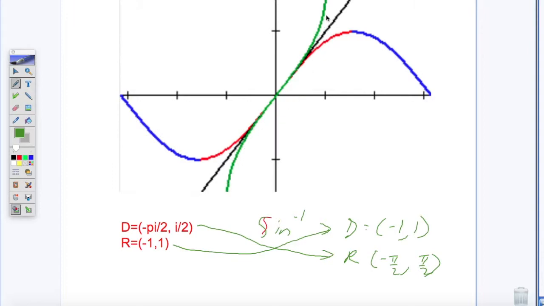And this green curve right here, you will not have to draw that. There are a couple of homework problems that ask you to draw inverse functions. We're just going to skip those. We're not going to draw the inverse functions.